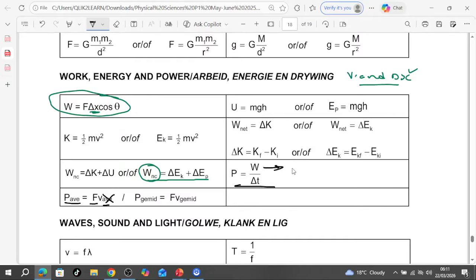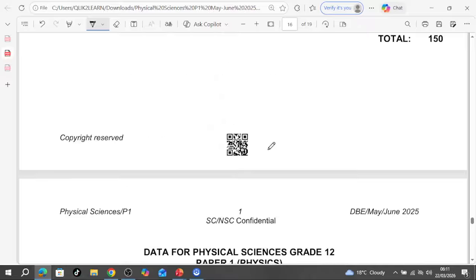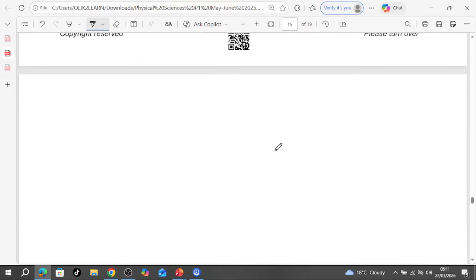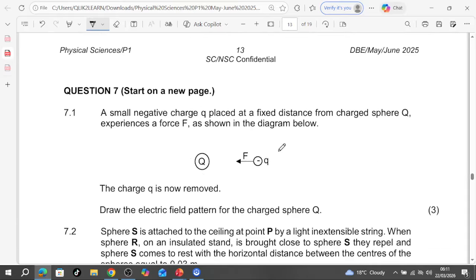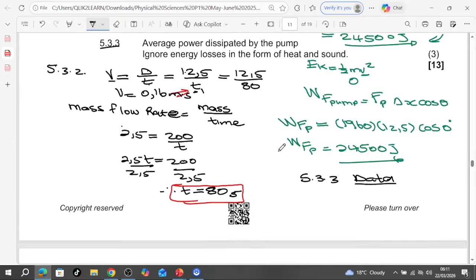Do we have the work done? Yes. Do we have the delta T? The delta T is the time that it will take that guy to move up, and we got that as 80 seconds. I don't remember what the work was, but we did find the work. So that is the correct formula that we can use. I think this question is easy, so we don't have to do much explanation. We just have to choose the formula and do our substitution.